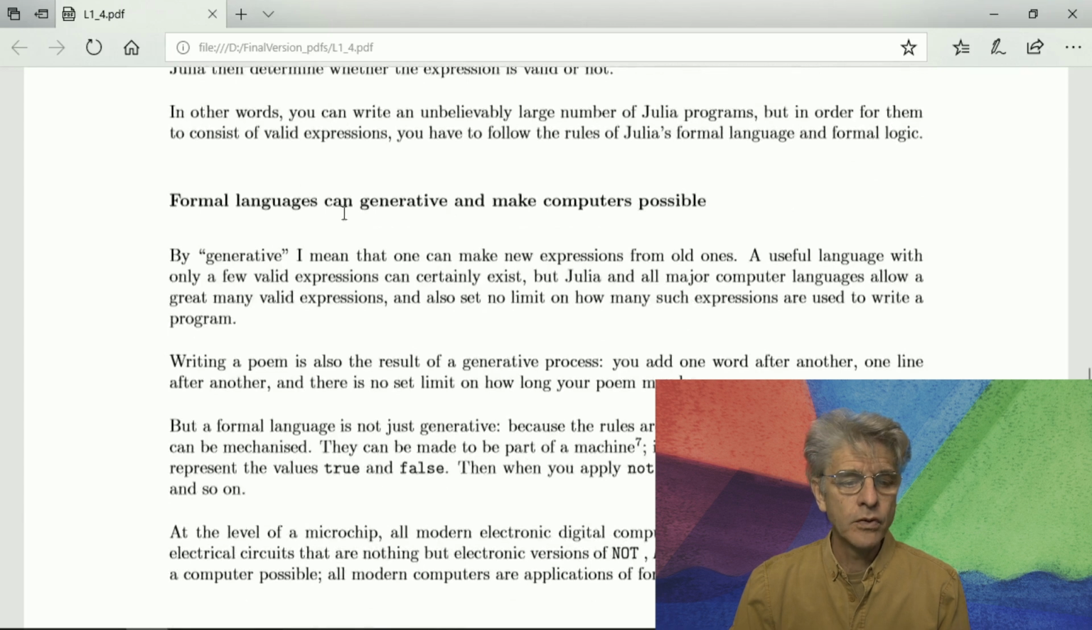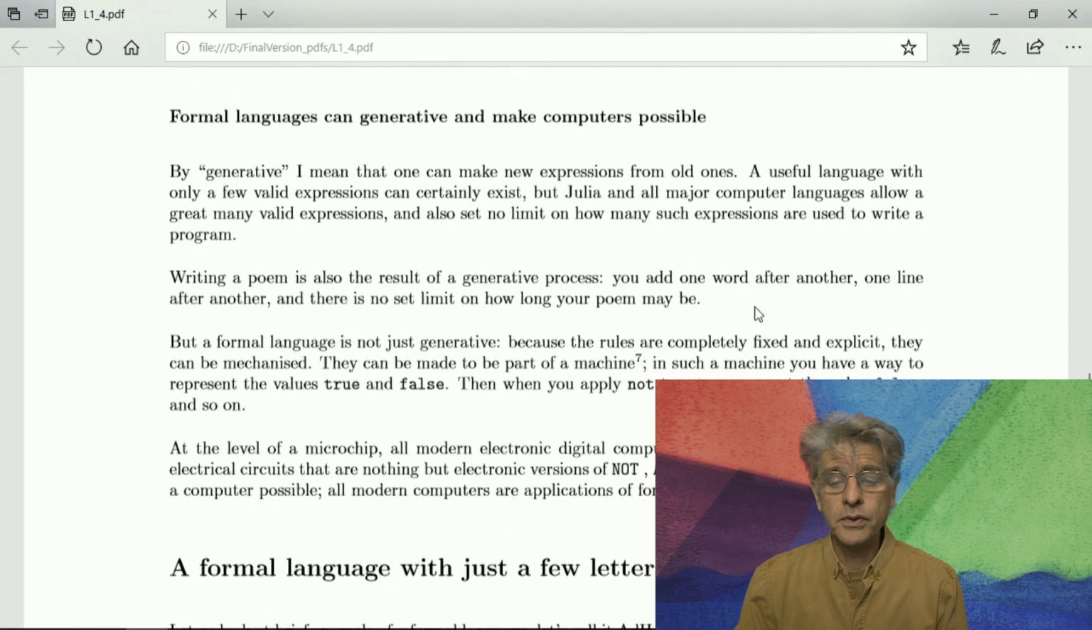And that is why formal language makes computers possible. They are generative. You can make new expressions from old ones. It might be possible for a useful language to have only a few expressions, but Julia and all the other major computer languages allow a great many valid expressions, and they don't put any limit on how many such expressions are used to write a program. This is actually similar to writing a poem. You put one word after another, one line after another, and there's no set limit on how long your poem should be.